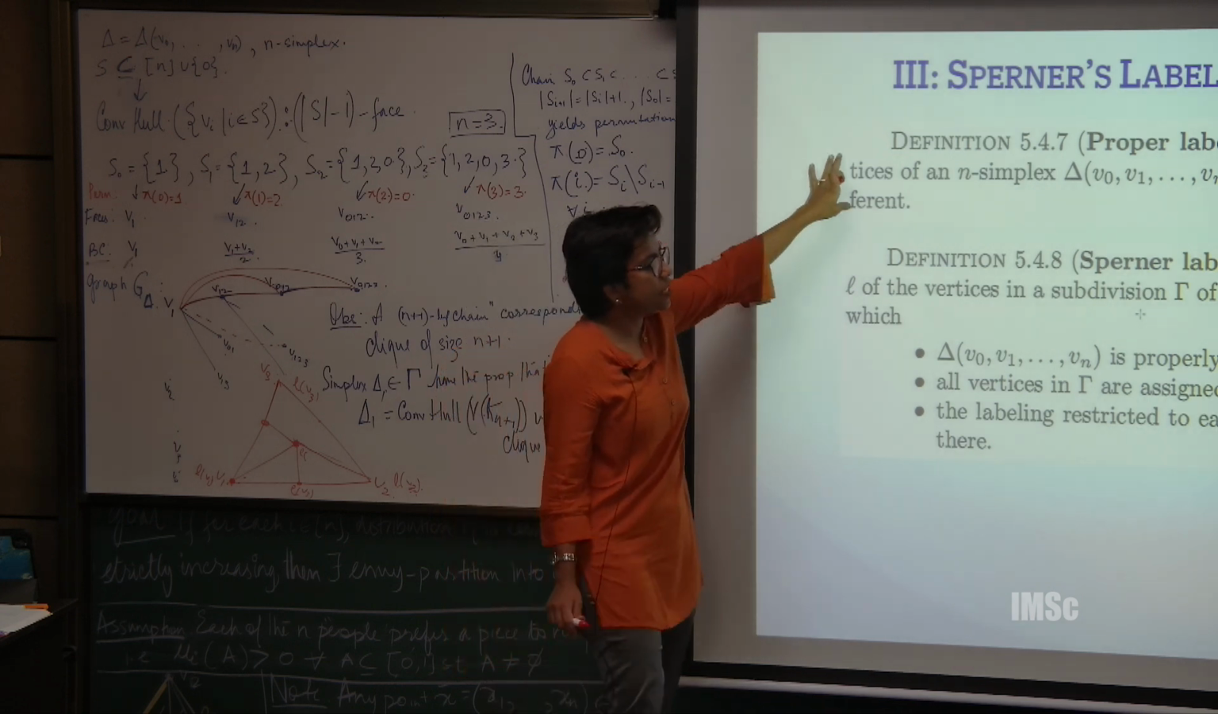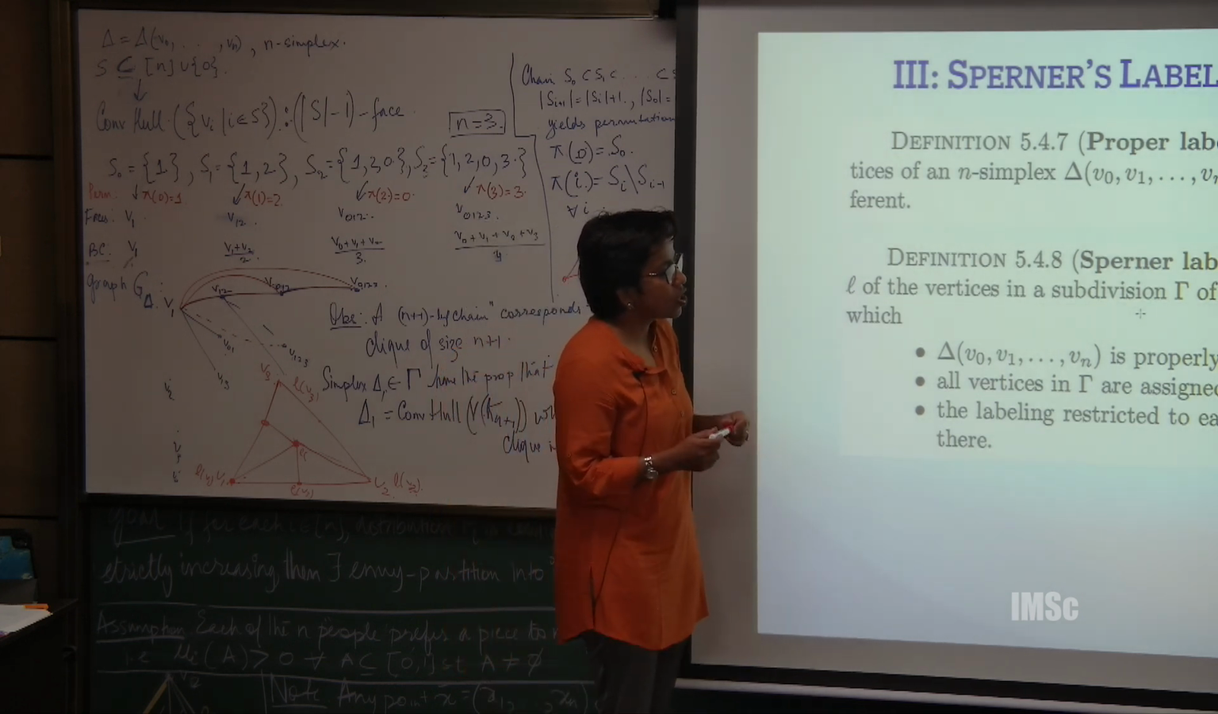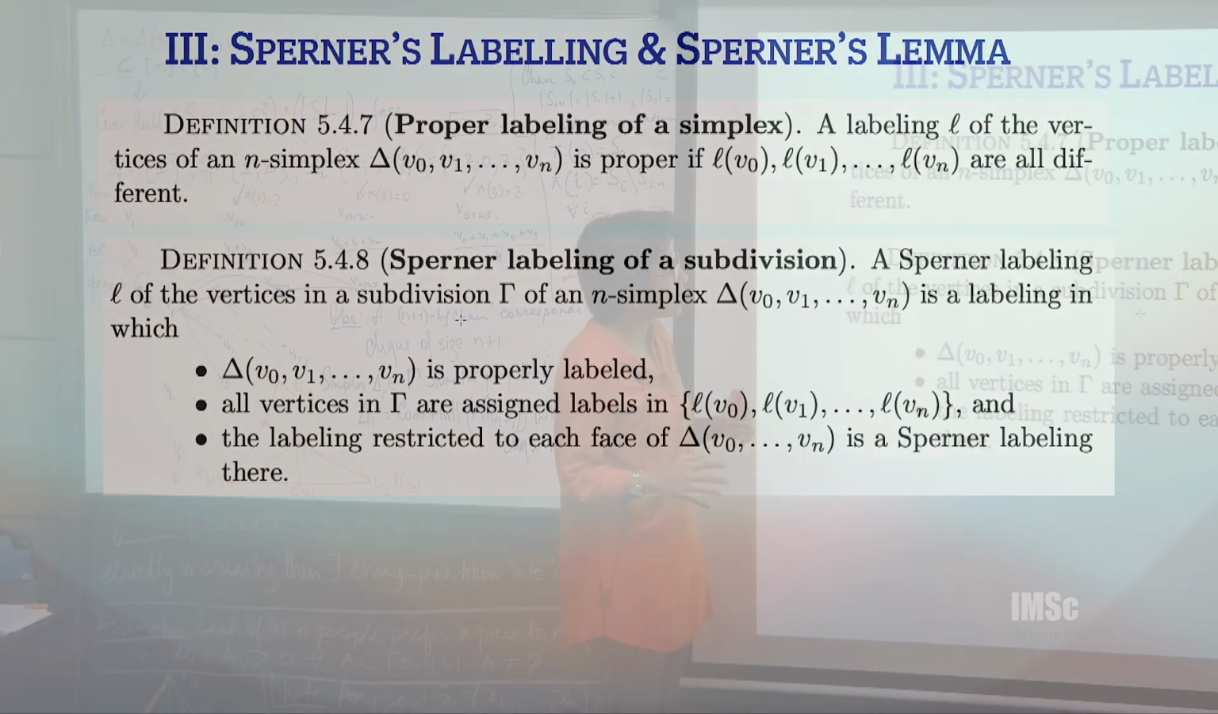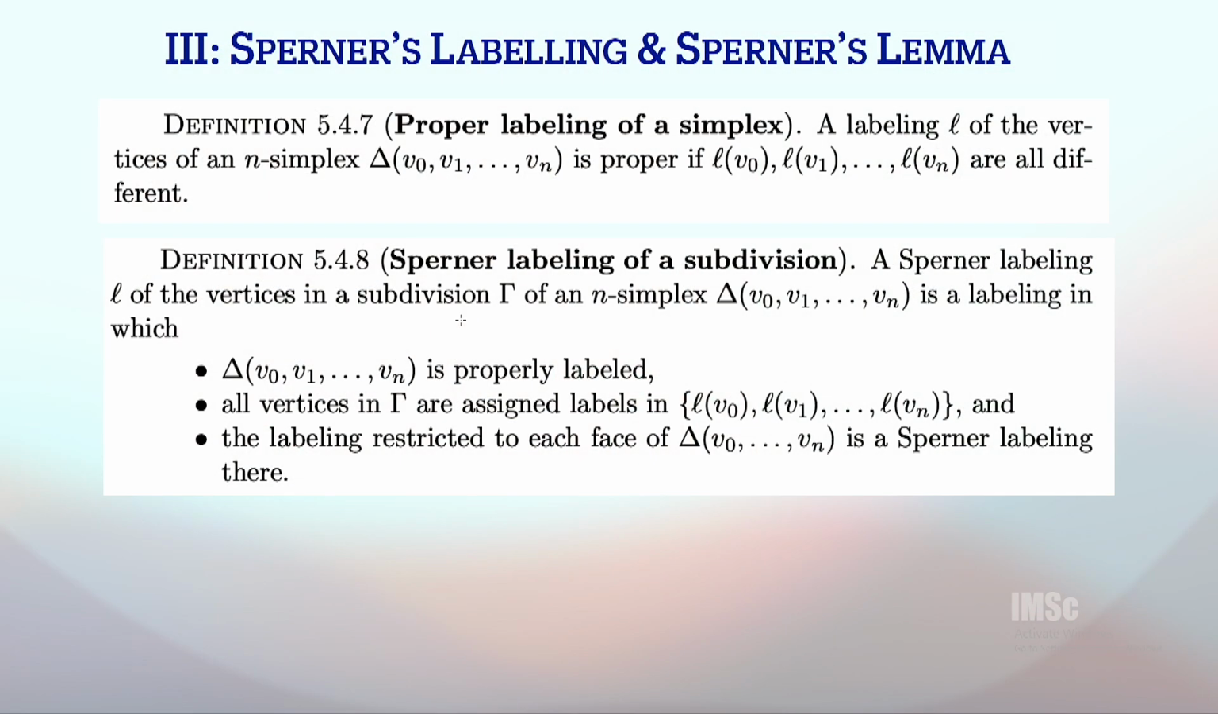No, first see proper labeling of a simplex. So, we agree that a labeling L of the vertices of an n simplex is proper if the L values assigned to each of those base points are all different, meaning distinct, right. So, we need n plus 1. Okay, I missed that, yeah. Sorry, I missed it.